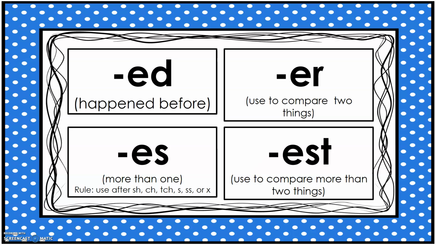Our affix cards, introduction and practice. These are all practice. We've had these all before. ED means happened before. Remember, you're putting these at the end of a word. ER at the end of a word, you use that to compare two things. ES at the end of a word means more than one. If you use this as a rule, you use it after SH, CH, TCH, S, SS, or X. All other times you would just use S, not ES. EST is used to compare more than two things. ER compares two, EST compares more than two things.